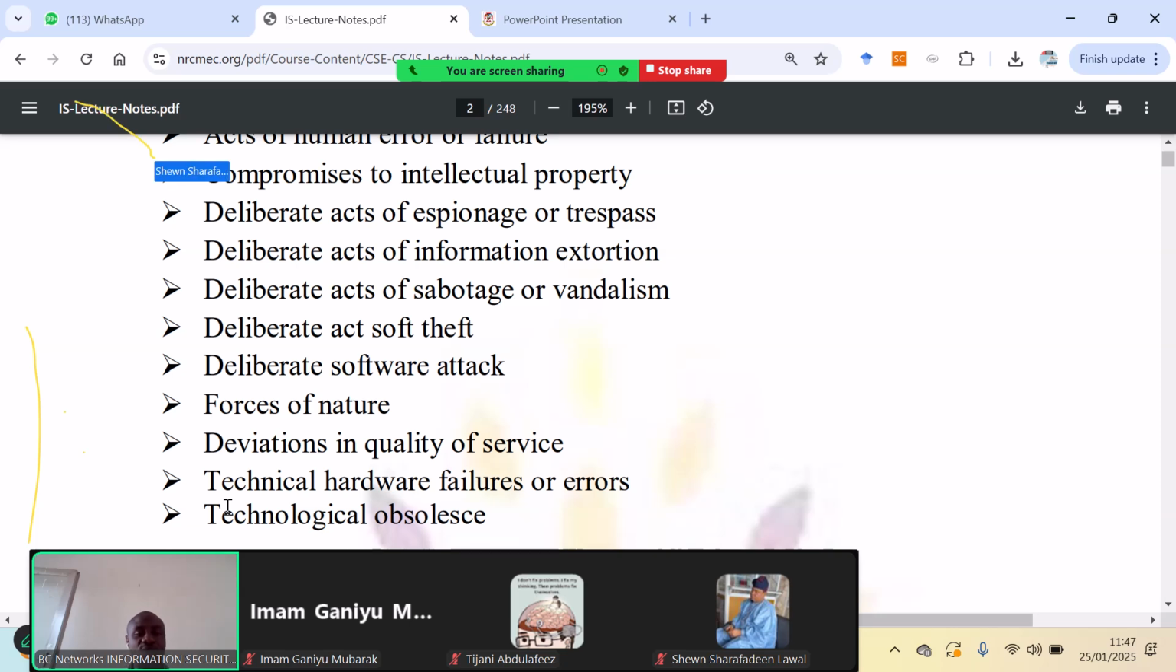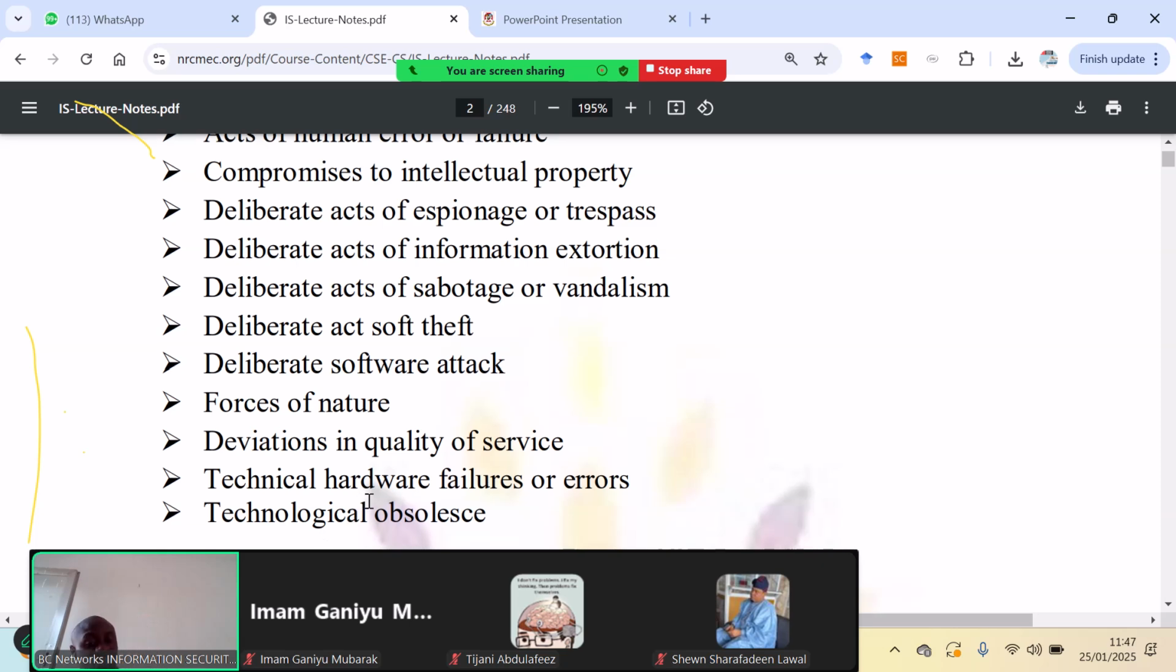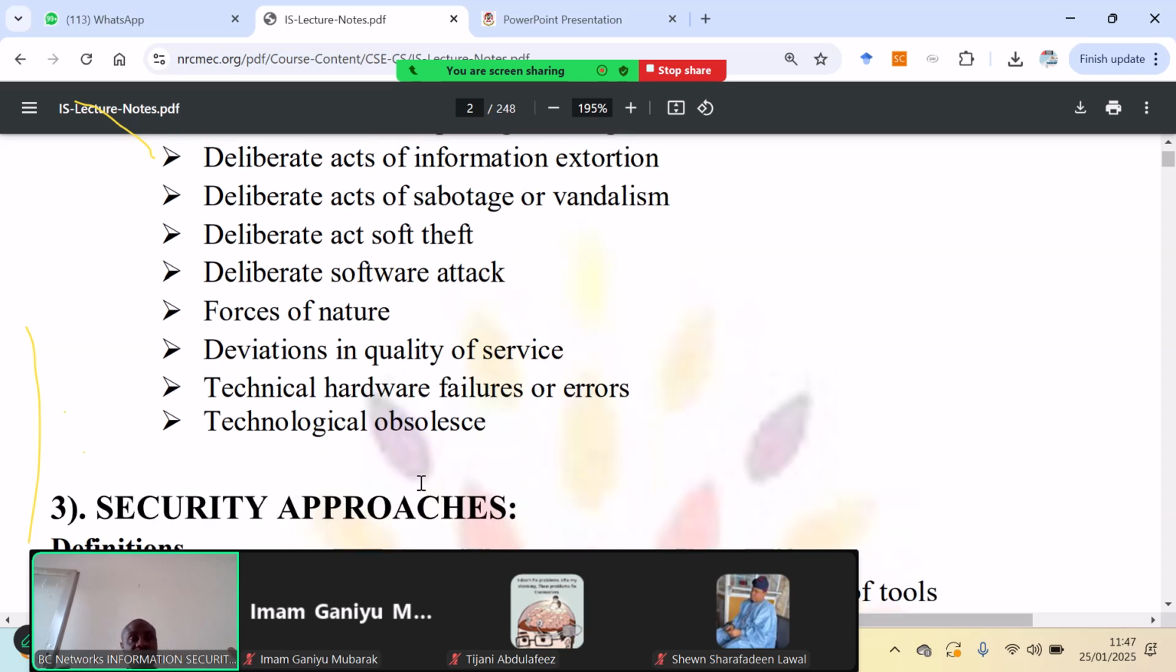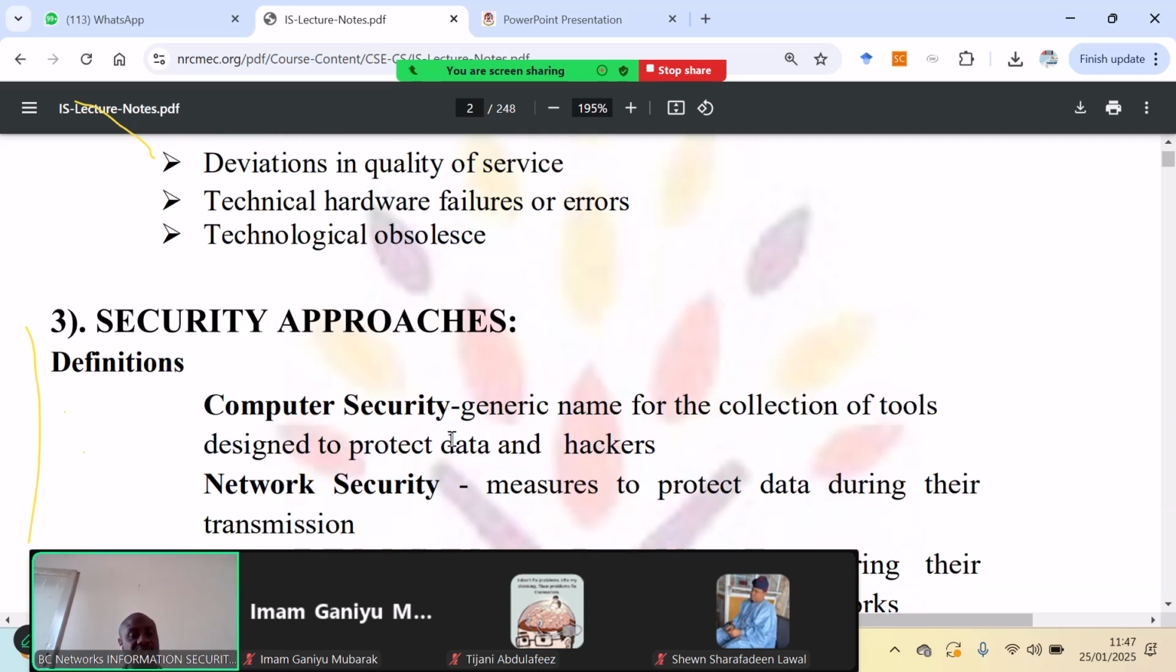Then the technical hardware failure or error. Have you ever experienced this, where all the system configurations are intact, but there's a technical failure as a result of obsolete hardware or unupdated system antivirus, or maybe counterfeit operating systems and software? This can actually cause some system failure, and of course, technology obsolescence. You will not be relying on old generation systems and expect your new data to be secured in that approach. So we also look at the security approaches.